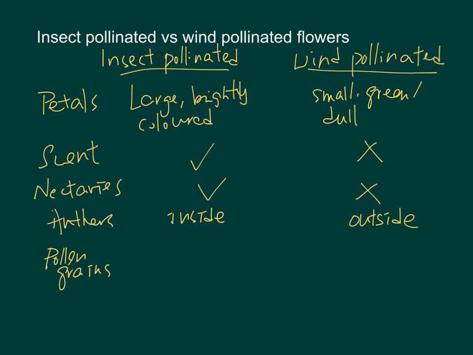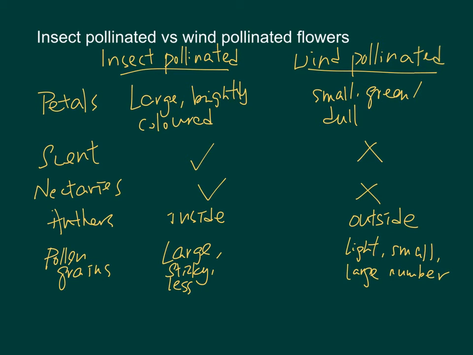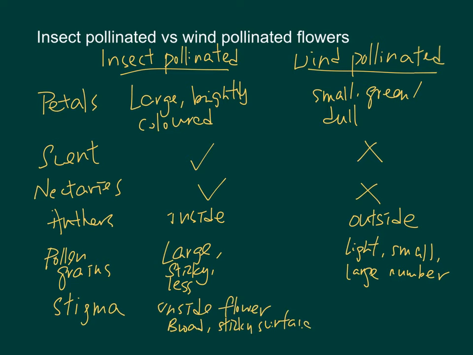The pollen grains for insect-pollinated flowers are larger, more sticky, and they come in smaller numbers, while for wind-pollinated flowers it's the opposite. Also, for the stigma in insect-pollinated flowers, the stigma is inside the flower. It is broad and has a sticky surface. While for wind-pollinated flowers, it is often outside the flower. It is long and feathery for catching the pollen grains transferred by the wind.